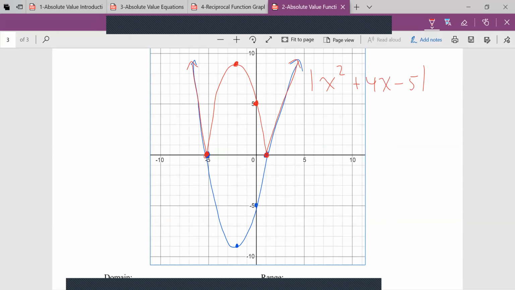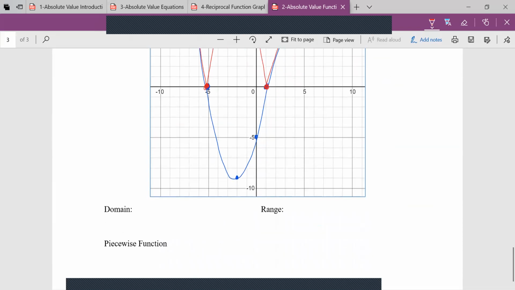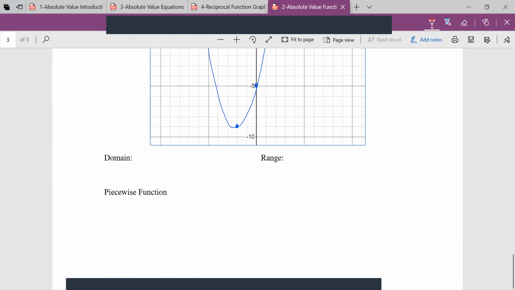Okay, so again, we break it down into where was I positive, where was I negative. Okay, what's our domain and range of our new absolute value? Well, domain is infinite. The range is greater than or equal to 0. Okay, and as a piecewise function.